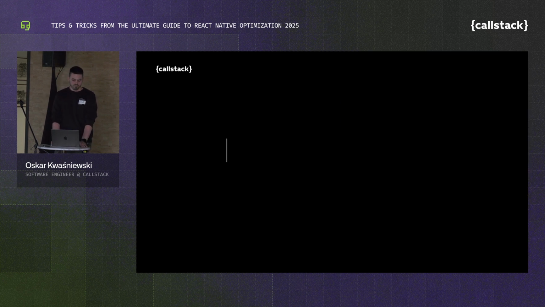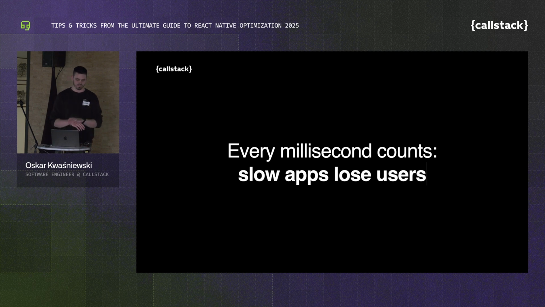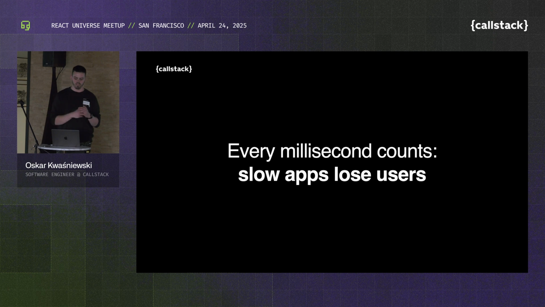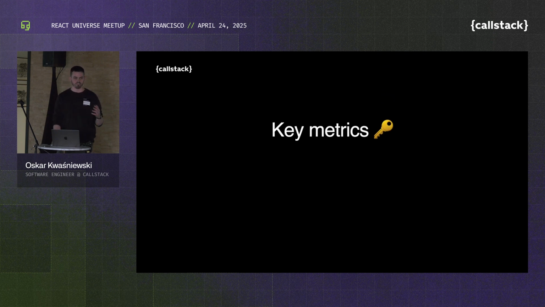So let's start with this. Performance is crucial. A fast and responsive app can significantly impact user satisfaction and retention. If an app is slow, users may abandon it and look for other alternatives. So we have some key metrics that will help you reliably measure how your app is doing.